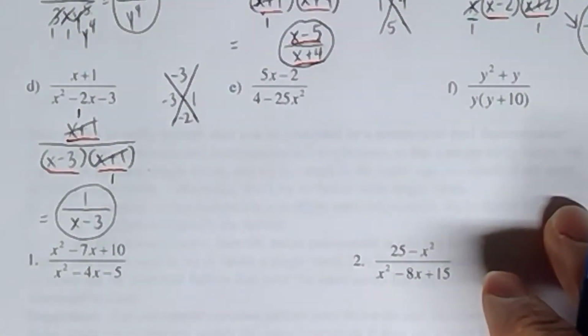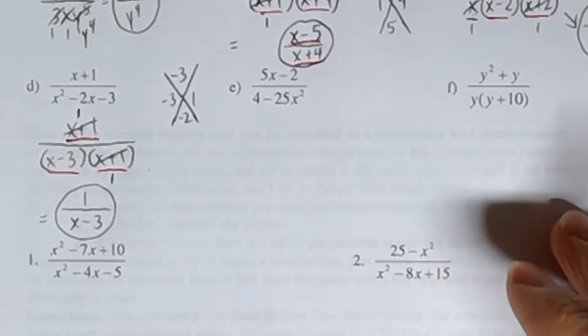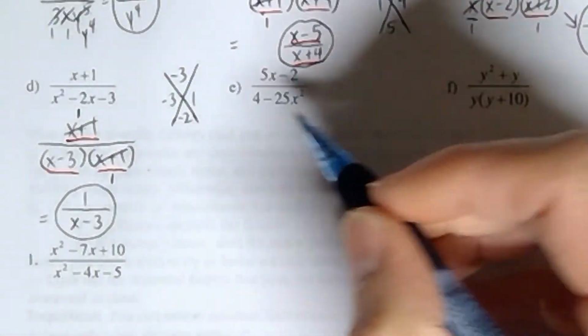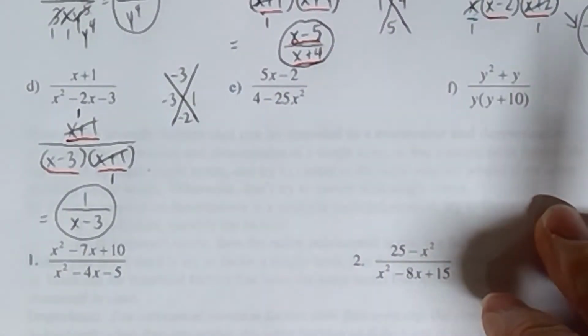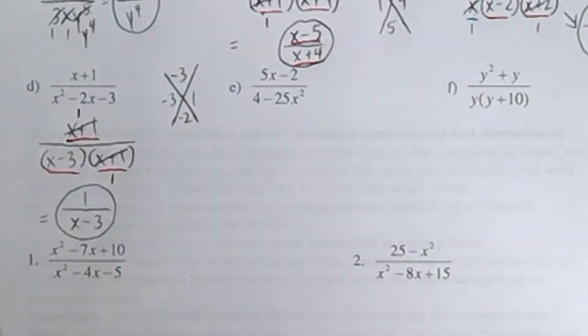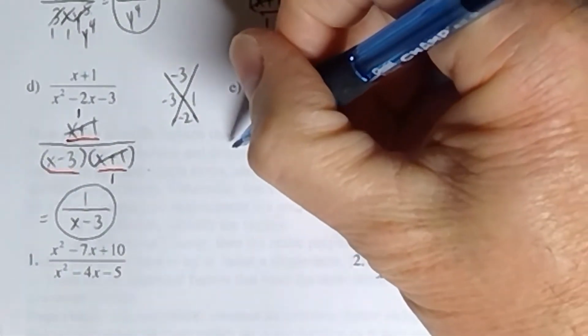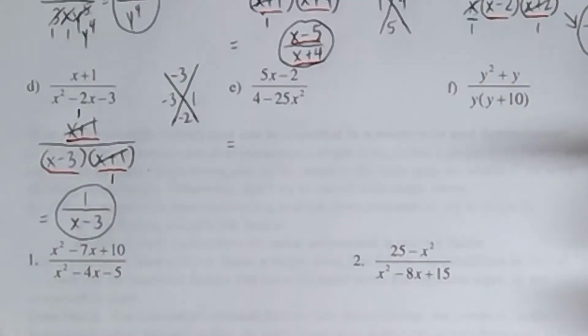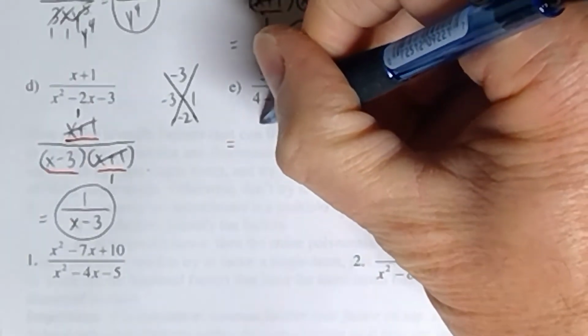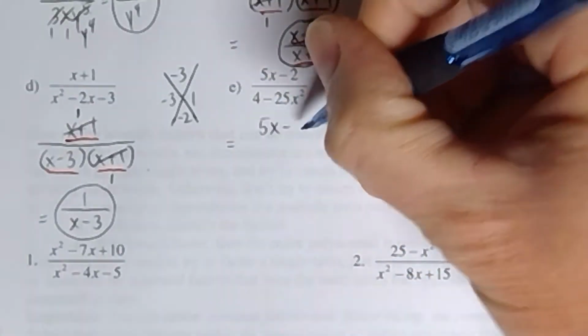Okay, in problem E, something unusual happens here. Maybe you've seen it before, but we'll go over that carefully. All right. Let's first of all do our normal thing here, and then I'll talk about that. 5x minus 2 is prime.